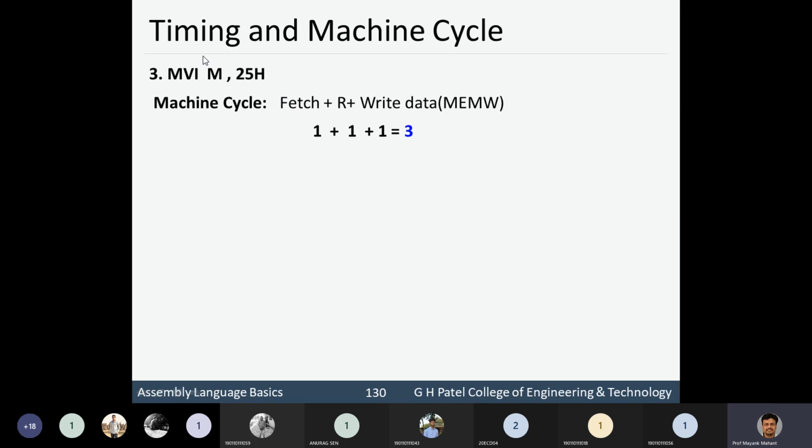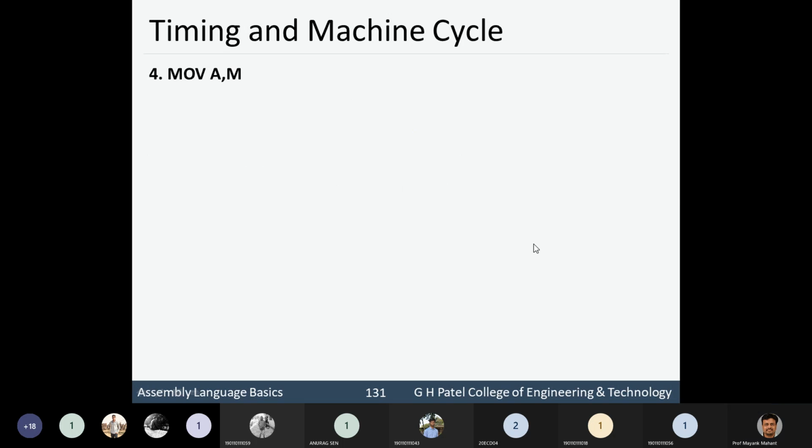One is for fetching the opcode, another is to read this data, and now this data is supposed to be written into your memory. So one machine cycle will be required for writing the data. So in all it will require three machine cycles: one for fetch, one for read, one for write. For timing, 4 T states would be required for fetching, 3 T states for reading the data, and 3 for writing. So in all, this instruction requires 10 T states.